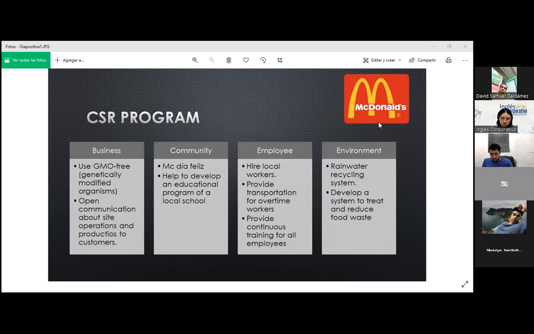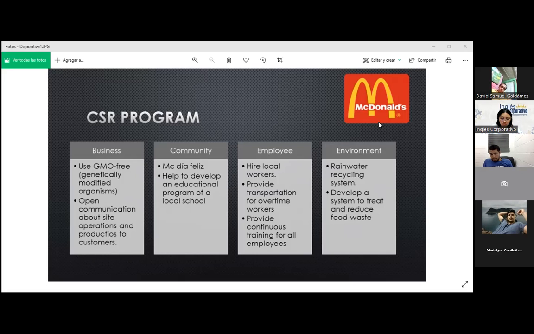And as the second example, we think that they have to be transparent with the things that they do, with all the employees. And the customers have to be notified about the things that they do when they prepare the hamburgers, and see how they prepare that.